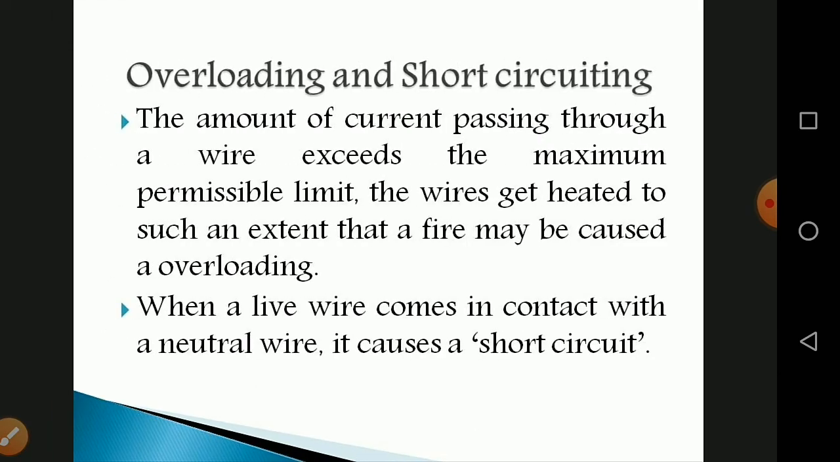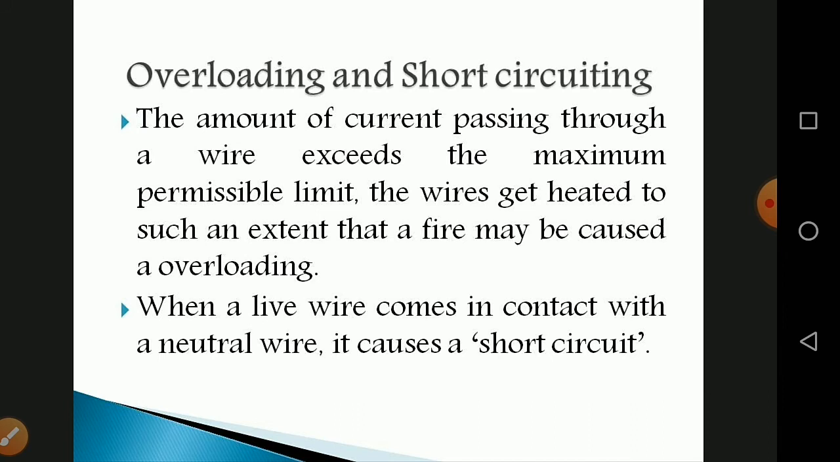Next one is overloading and short circuiting. The fuse wire or MCB will disconnect the circuit in the event of overloading and short circuiting. Overloading happens when a large number of appliances are connected to the same source of electric power. This leads to the flow of excess current in the electric circuit.